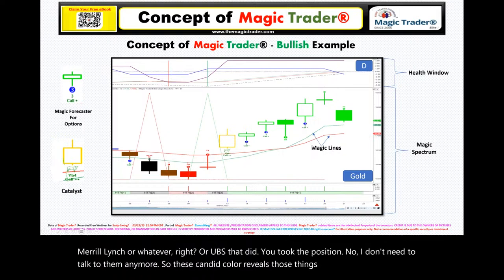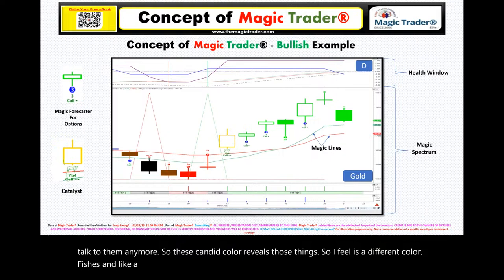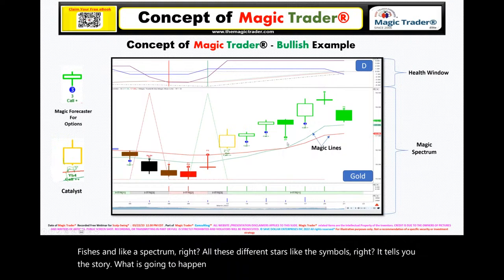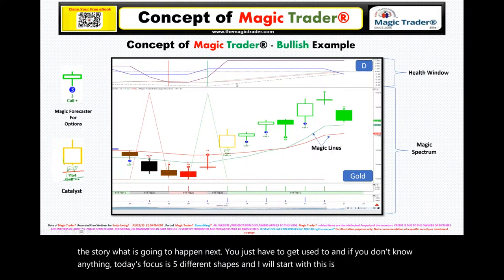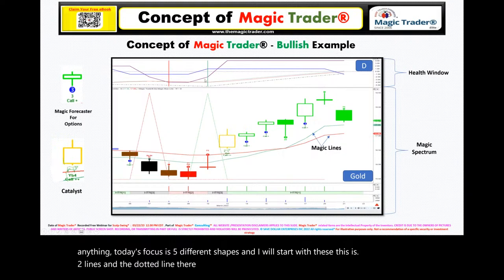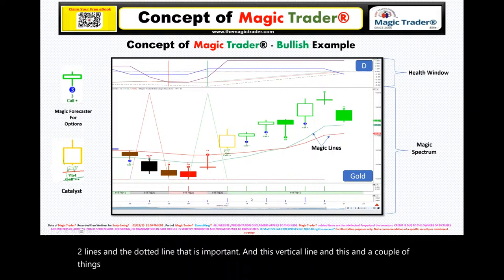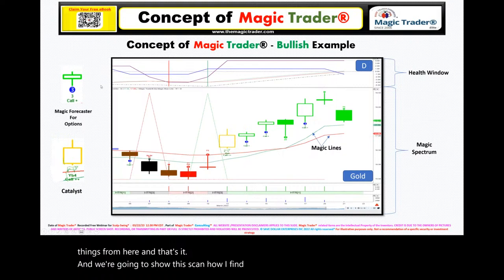So I feel it's like colored fishes and like a spectrum, all these different stars. The symbols tell you the story of what is going to happen next. You just have to get used to it. If you don't know anything, today's focus is five different shapes. And I will start with these. This is two lines and the dotted line. That is important. And this vertical line, and a couple of things from here. And that's it. And we're going to show you the scan, how I find these things. So easy.